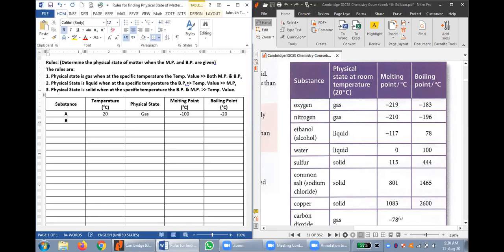Why? Because -100 and -20 are both smaller than our temperature value of 20. Okay, let's suppose something else. What would be the physical state if the melting point is -200 while the boiling point is -100? Abu Bakr, this question is for you.